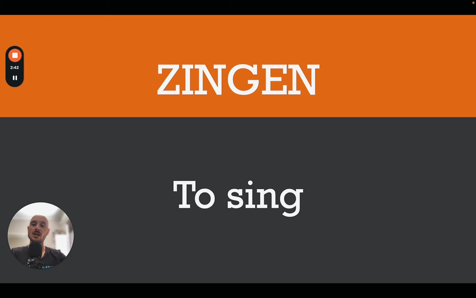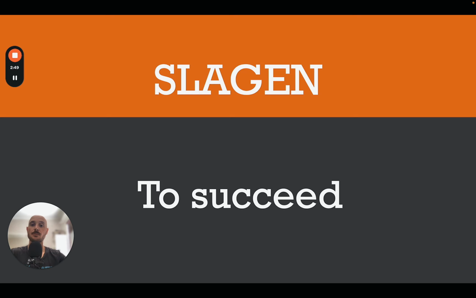Alright, we continue. We have zingen, which is quite close to English, which is to sing. Zingen is to sing. We continue, and if you succeed for your Dutch exam, then you can say slagen. Ik ben geslaagd voor. The preposition that goes with it is voor. To succeed is slagen, with preposition slagen voor.